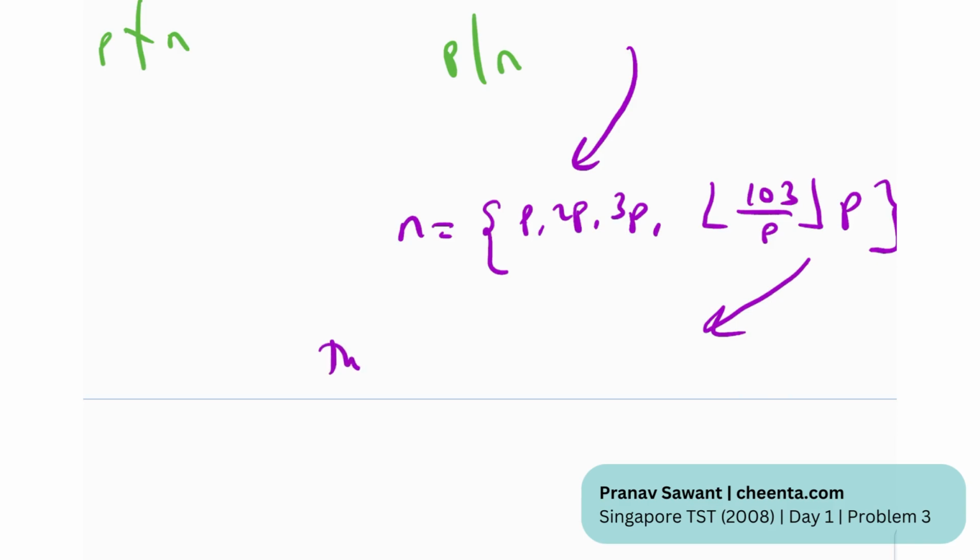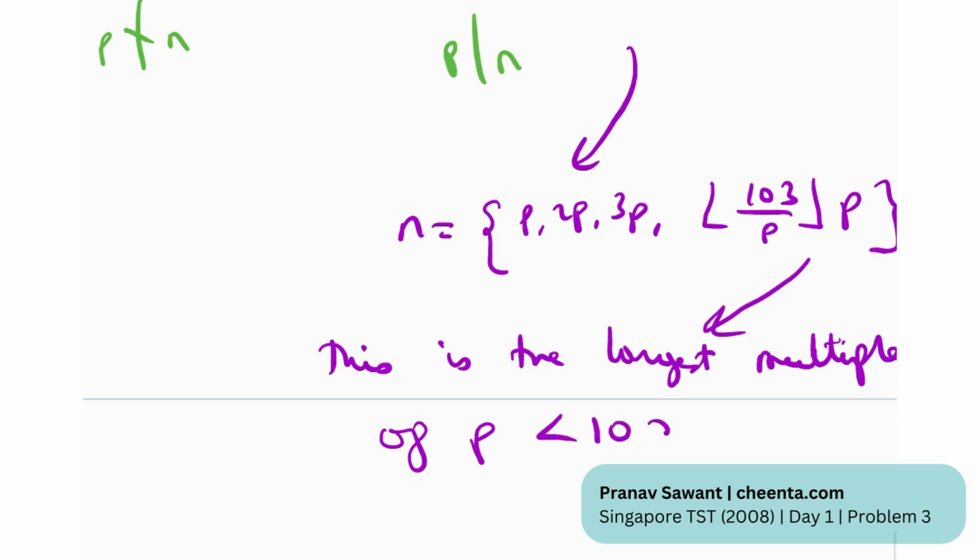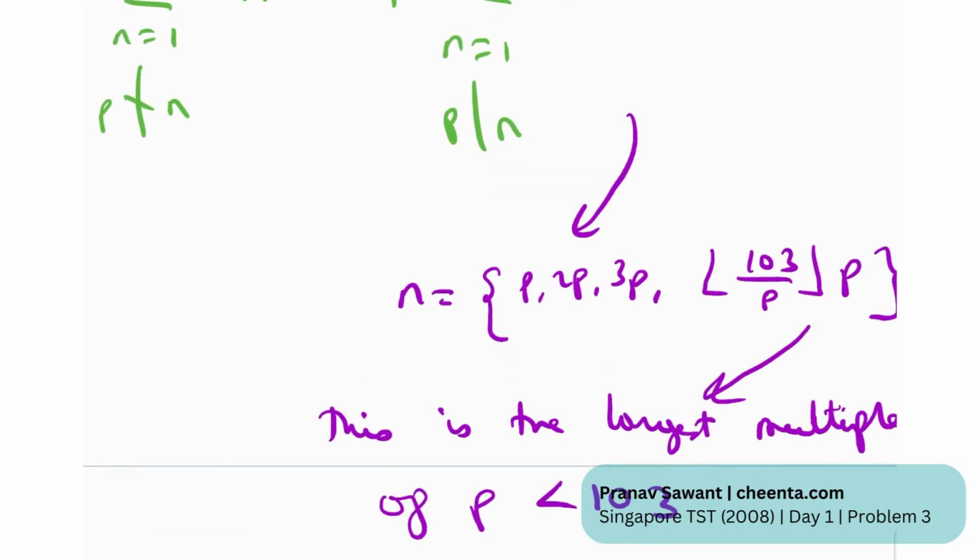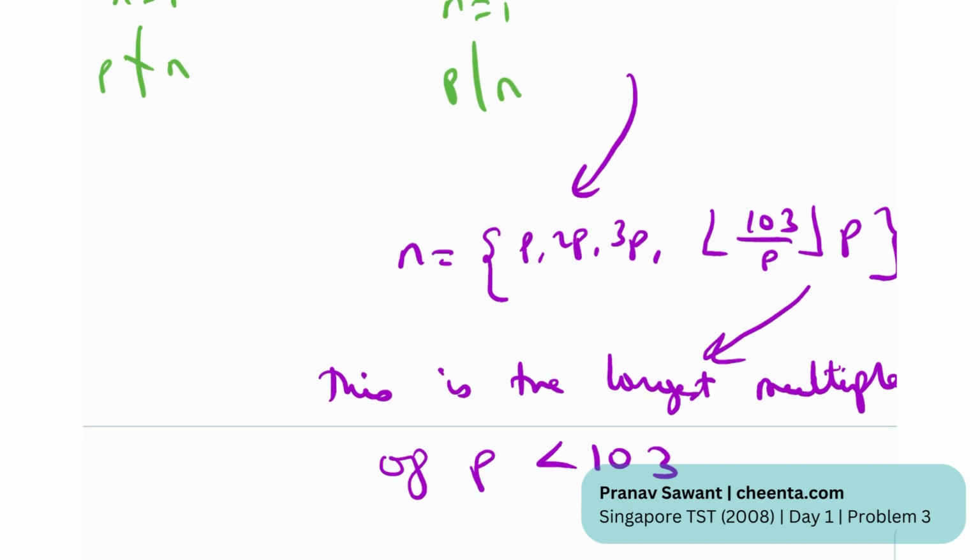This is the largest multiple of P that is less than 103, because we are essentially summing up to 103, right? Because it obviously can't be greater than that, because we have P dividing an n and n is going up till 103, so it obviously can't be greater than 103, right? So n is effectively a multiple of P, and at max it can be floor of 103 by P times P, which essentially is just the mathematical way of saying that this is the largest multiple of P that is less than 103.